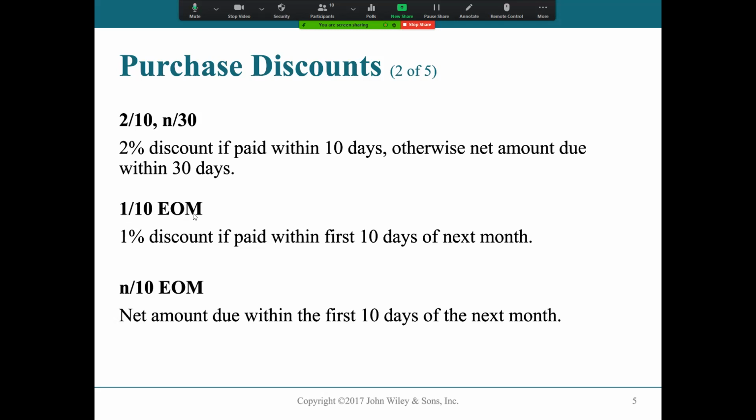1/10 EOM means you get a 1% discount if you pay within the first 10 days of the next month. N/10 means the net amount is due within the first 10 days of the next month. So EOM just means in the next month. You'll see this notation, it might be 3/10, which would be a 3% discount within 10 days, net 30, or you'll see a 3/10, net 60. Just understand what this notation means so that you can apply the appropriate discount.